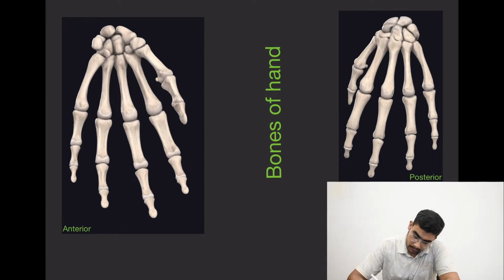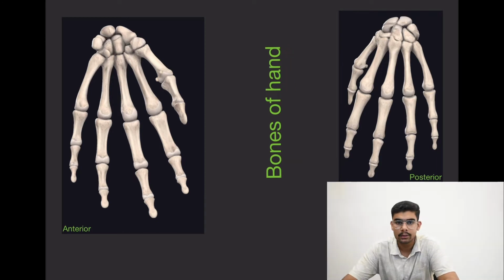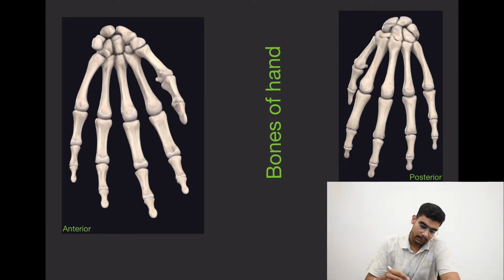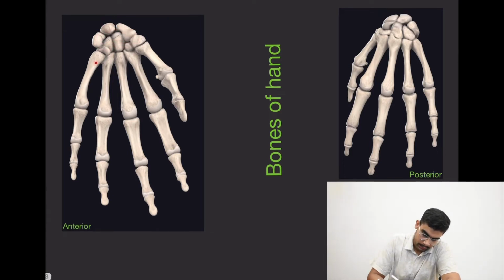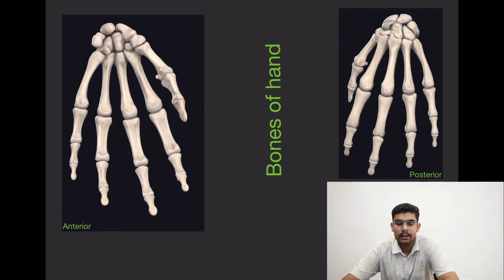We will learn about the bones of hand today. Hand in Latin is known as manus and bones of hand in Latin can be known as os manus. There are 8 carpals, 5 metacarpals and 14 phalanges, 4 into 3 for fingers and 2 for the thumb in each hand.